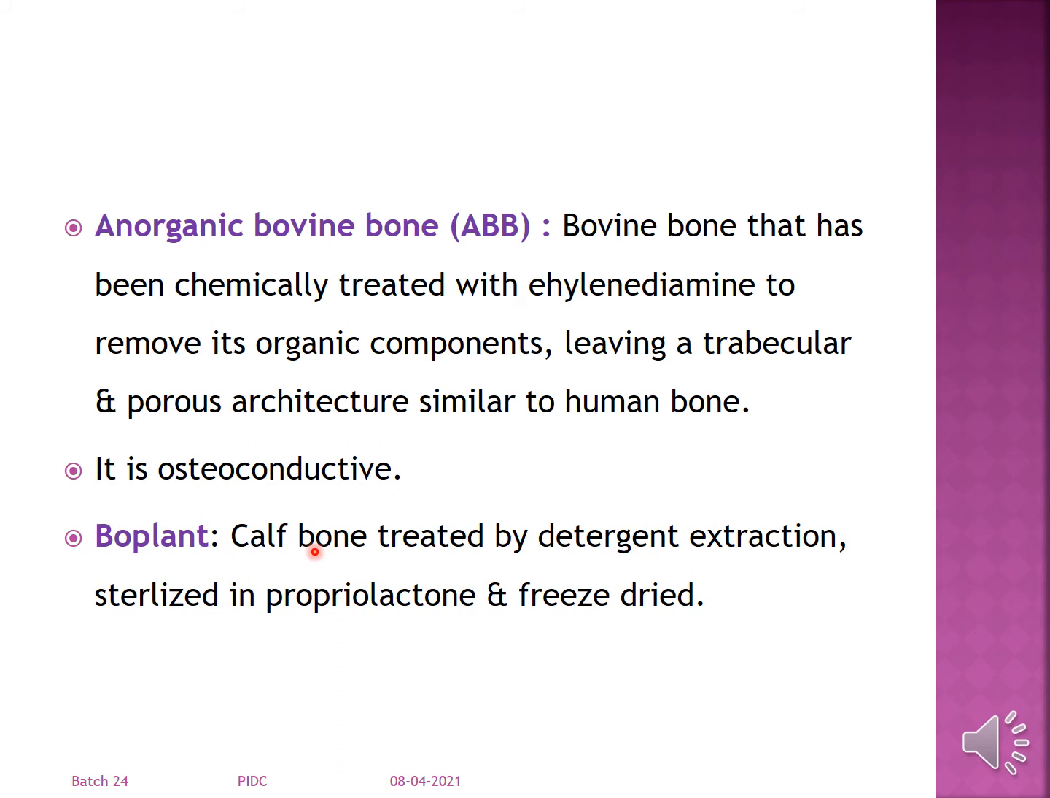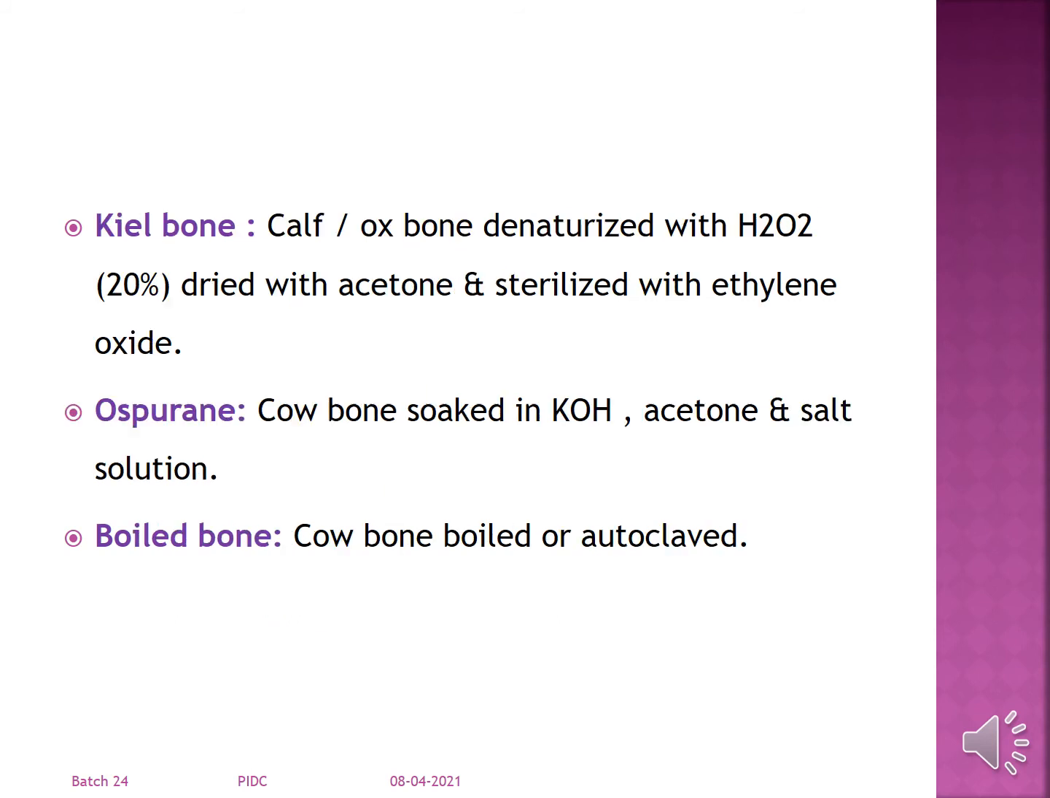Bio-Oss is a calf bone treated by detergent extraction, sterilized in propiolactone and freeze dried. Kiel bone is a calf or an ox bone denatured with hydrogen peroxide, dried with acetone and sterilized with ethylene oxide. Osteograf is a cow bone soaked in potassium hydroxide, acetone and salt solution. Boiled bone is a cow bone boiled or autoclaved. So authors have tried all such things and found out that only a few animal bones have been used.